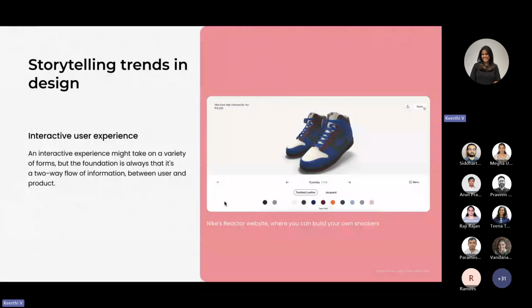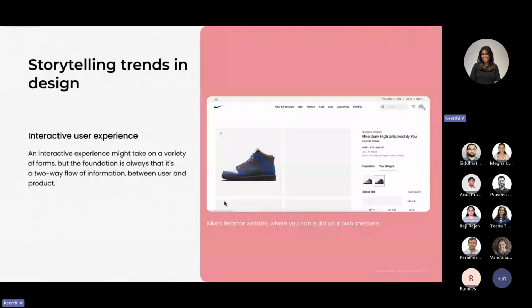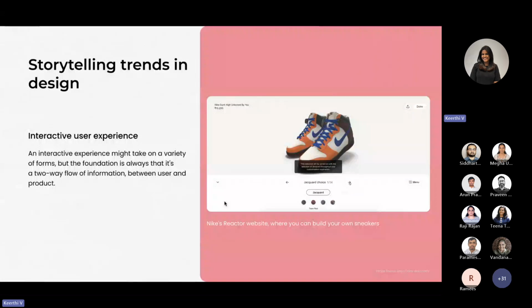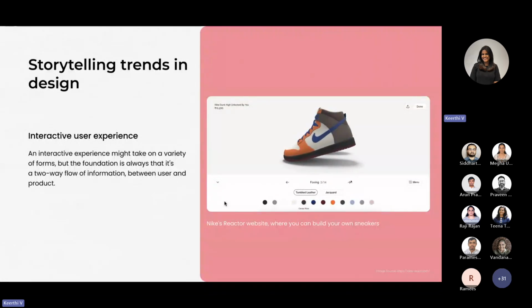The website promises that you can build your own sneakers. So rather than just coming to the website and buying what they are already providing, you can design your own. That kind of personalization and interaction hooks the user to the website and to the brand, and they would want to buy from that brand again, right? So that kind of interactive user experience is a very emerging trend.